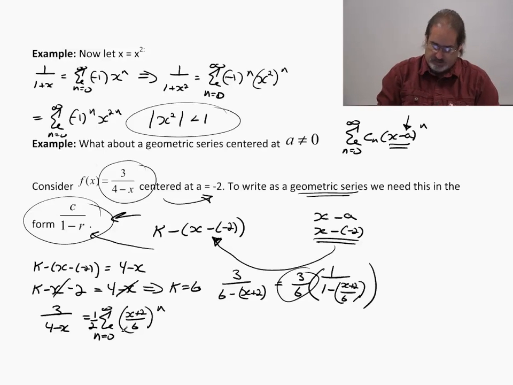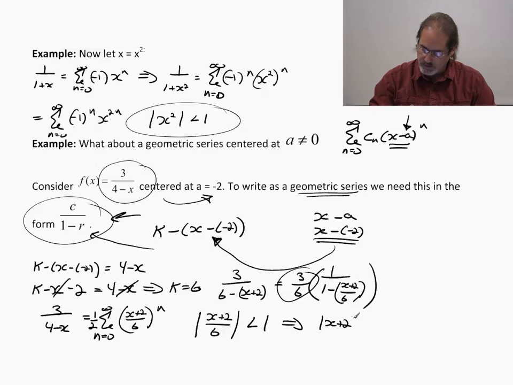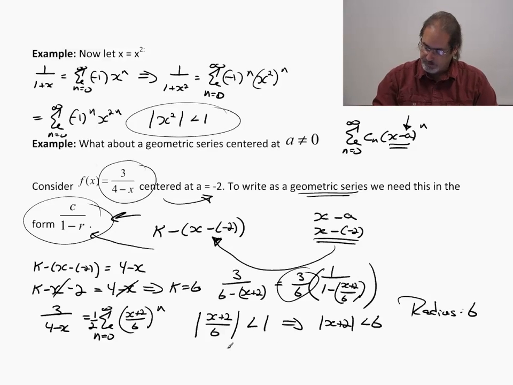Okay, so that's the series. I can represent 3 over 4 minus x as 1/2 times the sum n equals 0 to infinity of (x plus 2 over 6) all raised to the n. But I still need to know, where is this going to converge? Well, what I'm going to need is the absolute value of (x plus 2) over 6 has to be less than 1. That would then imply that the absolute value of x plus 2 has to be less than 6. Right away now I know my radius of convergence will be 6.